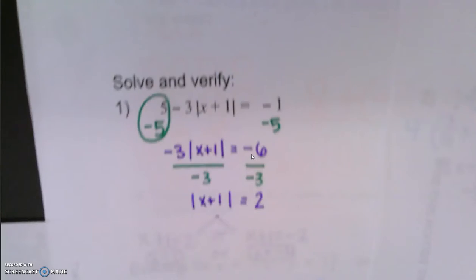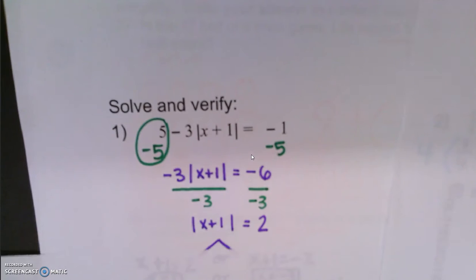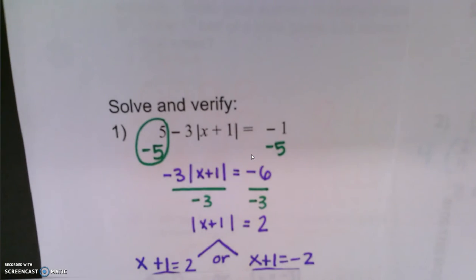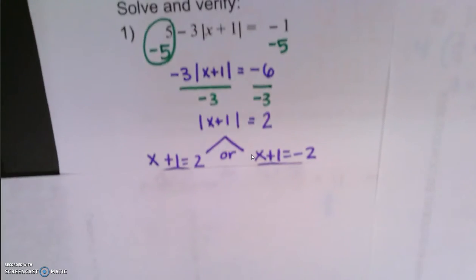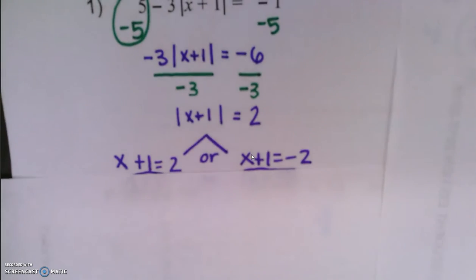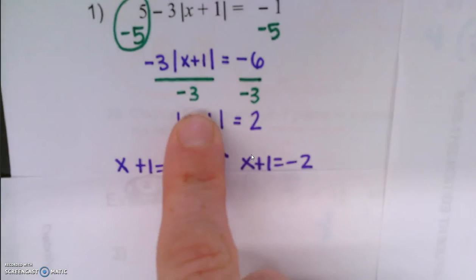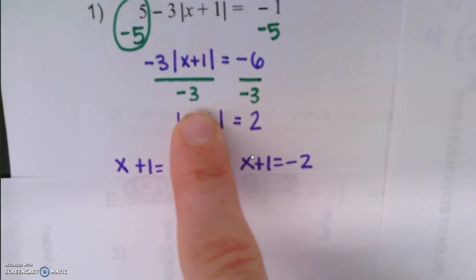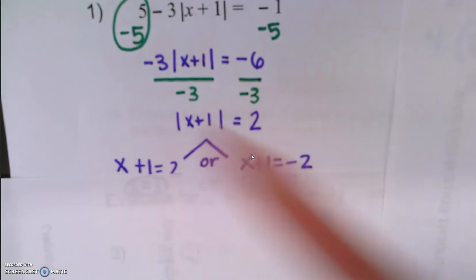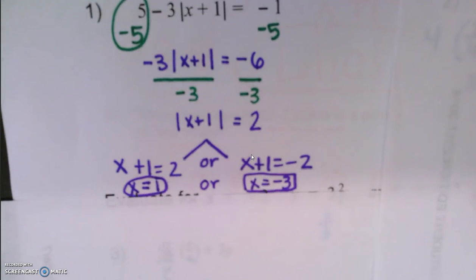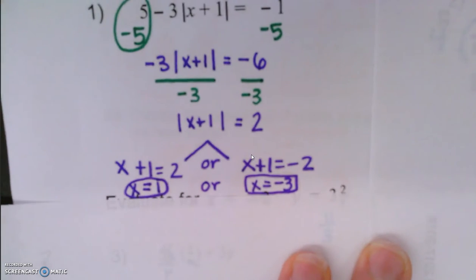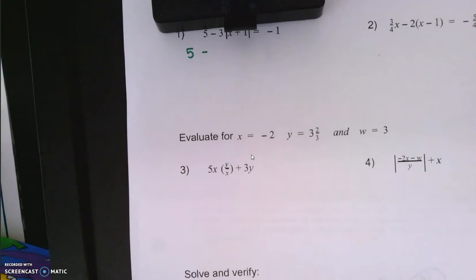I can now drop my absolute value walls to have x plus 1 could equal 2, or x plus 1 could equal -2, because what's inside here could be 2 or -2 to get the absolute value of 2. And when I finally solve those two equations, I get x could be 1 or x could be -3. Two answers there. Excellent work. Let's move on to number 2.